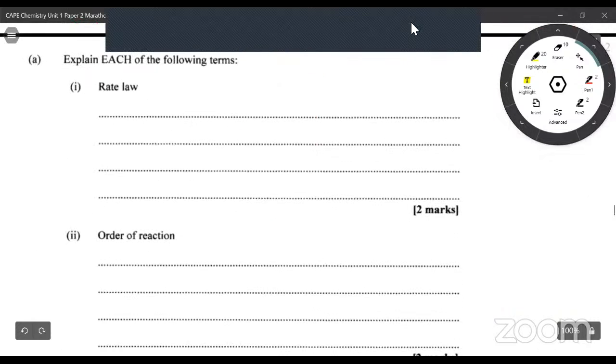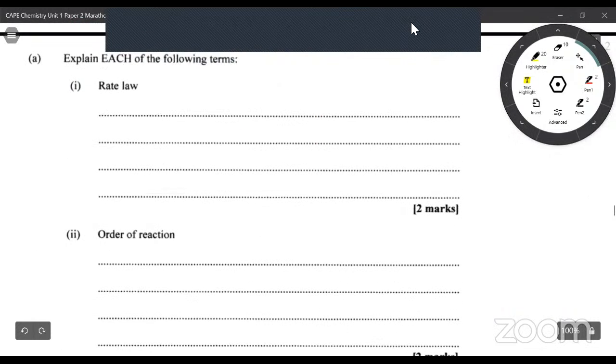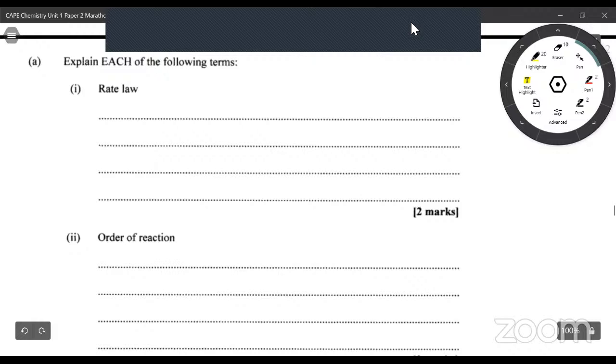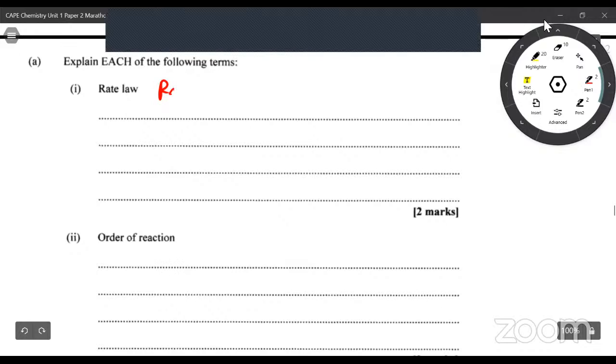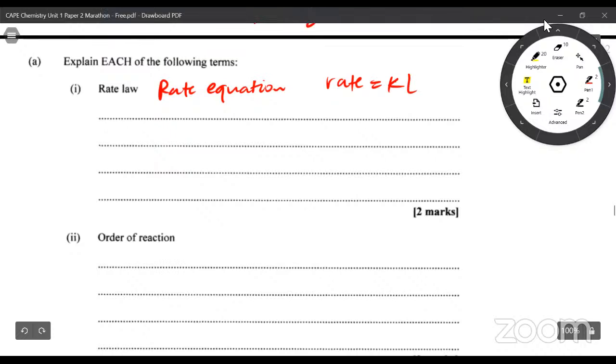Now, rates of reaction. This wants you to explain what the rate law is. The rate law is also known as your rate equation. An example would be rate is equal to K, because we need a constant, times the concentration of reactant A. That would be a rate law or a rate equation.